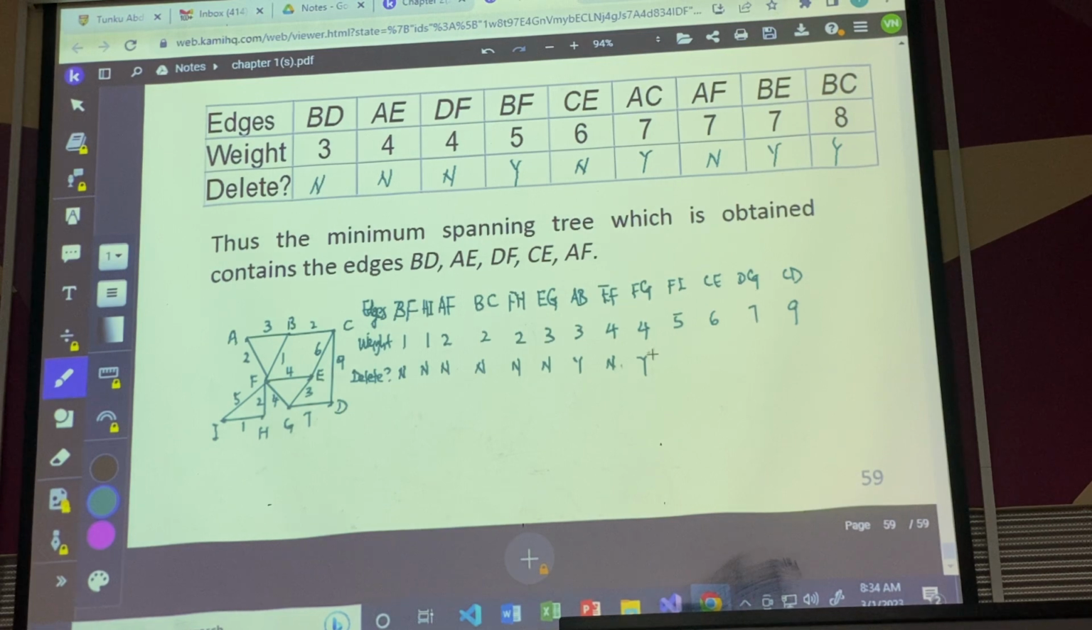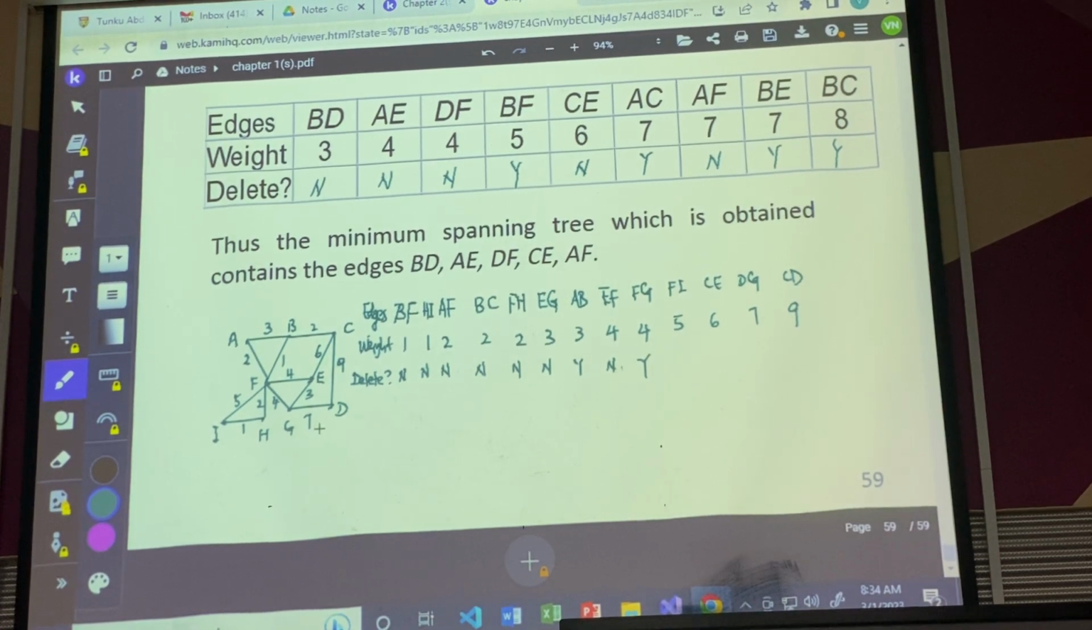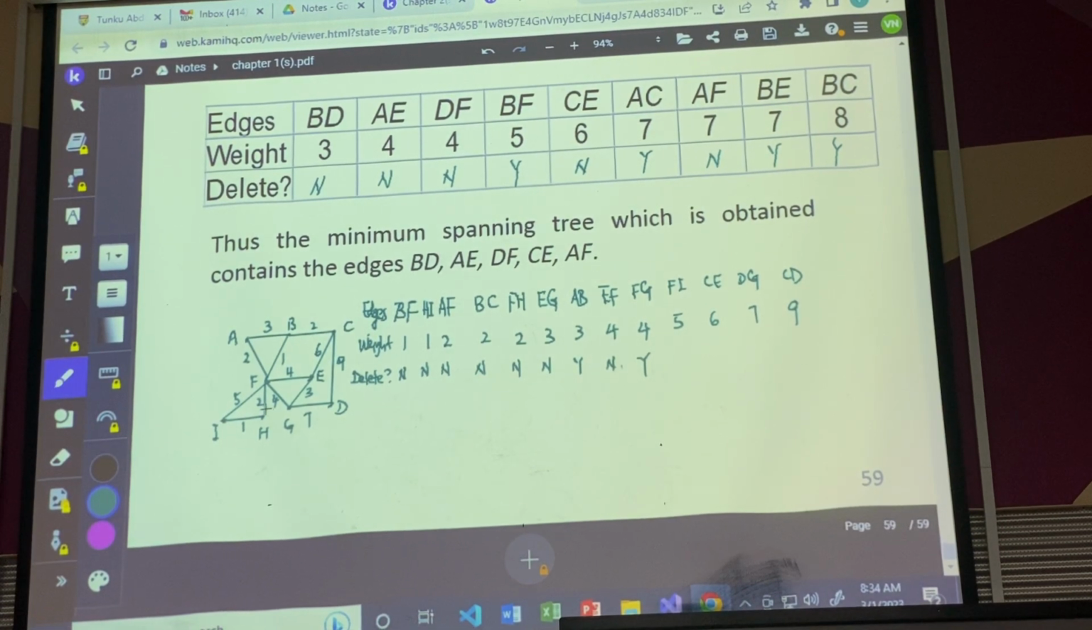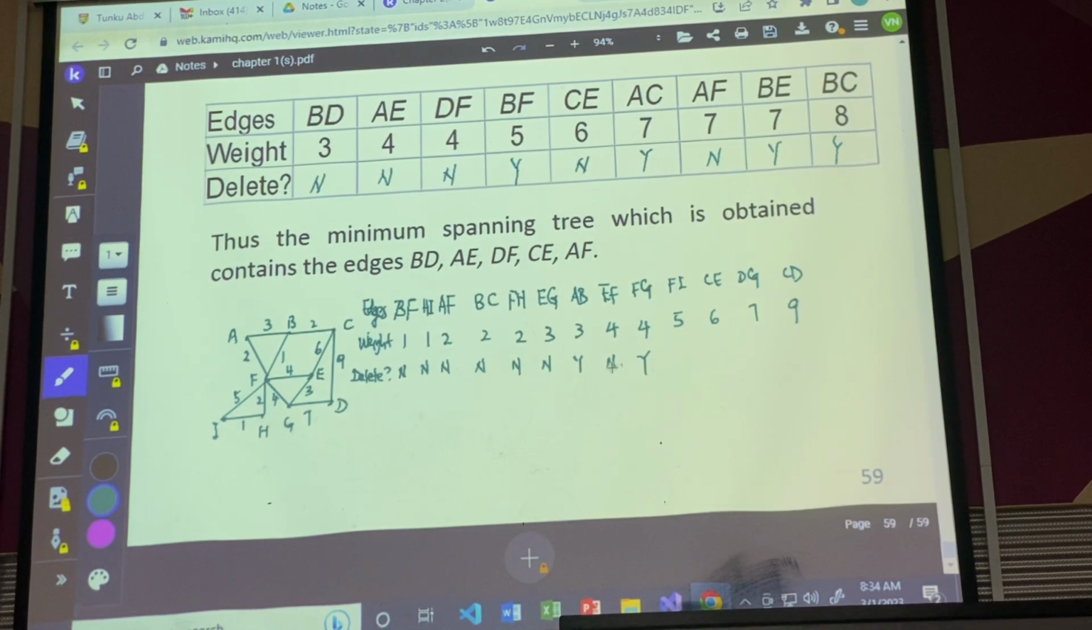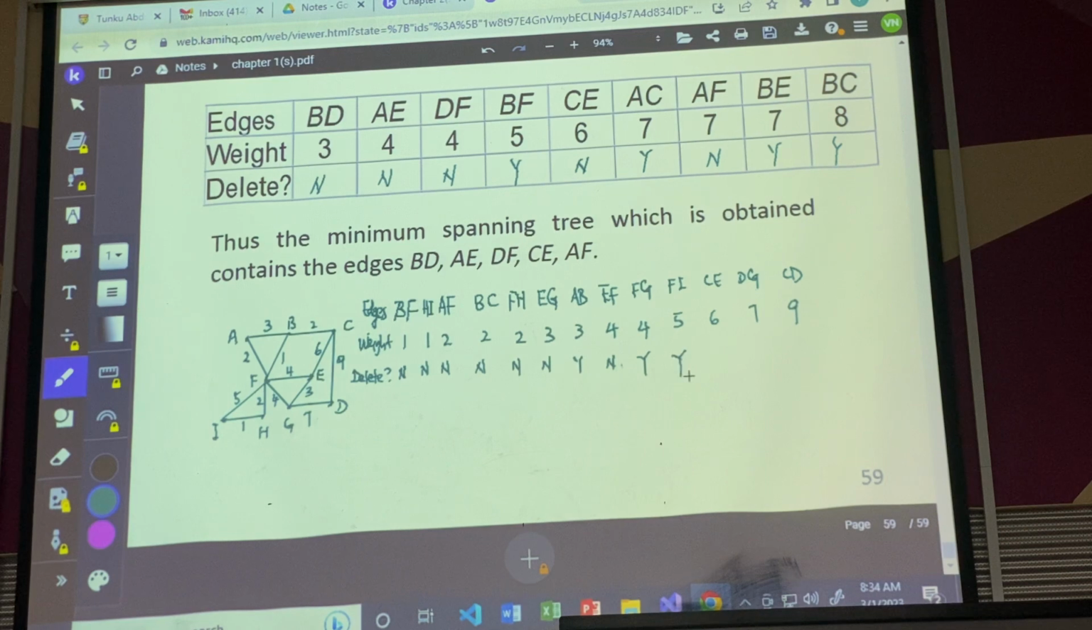Can we choose Fi? No, because we already have Hi and Fh. So Fh, Hi, if you still include Fi, it is already a cycle. Ce, can we delete Ce? Yes, because we already have Bc, Bf, Fe, right? So we need to delete the Ce.